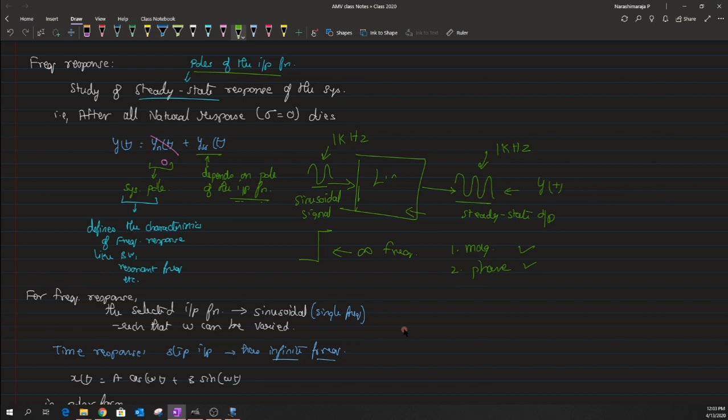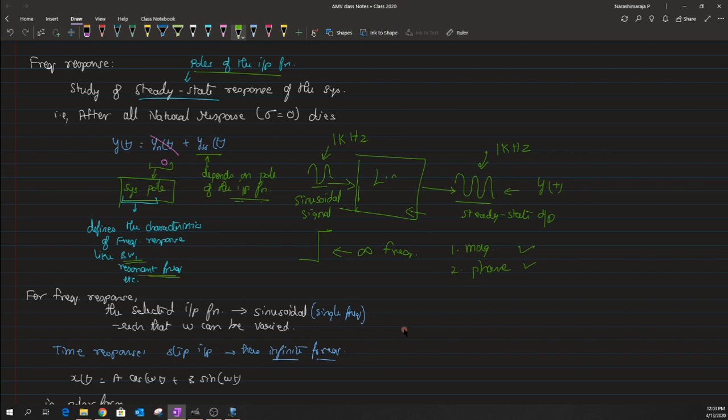But even though I say this, y of t doesn't depend on the natural response, which, as we have seen, is defined by the poles of the system. Still, these system poles define some of the parameters in our frequency response, like bandwidth and even the resonant frequencies.